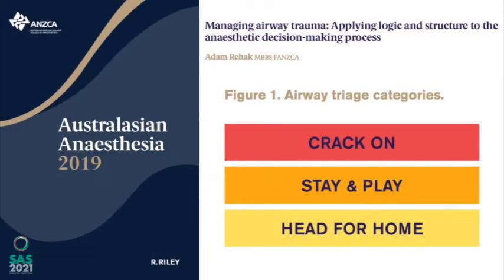For those of you that haven't read Adam Rehak's 2019 article, Managing Airway Trauma: Applying Logic and Structure to the Anaesthetic Decision-Making Process, I commend this to everyone. It's an excellent article, and it discusses a decision matrix that takes into account patient, situational and team factors. Adam, could you please give us a brief overview of your approach to airway triage?